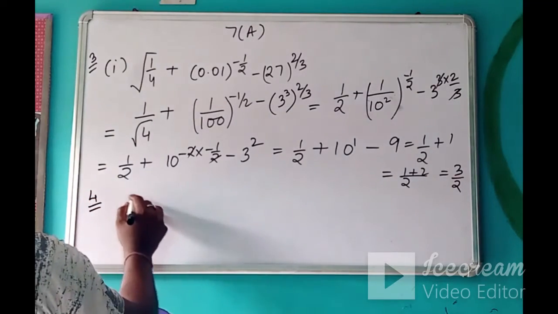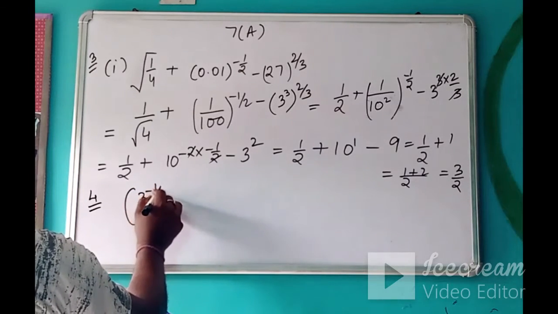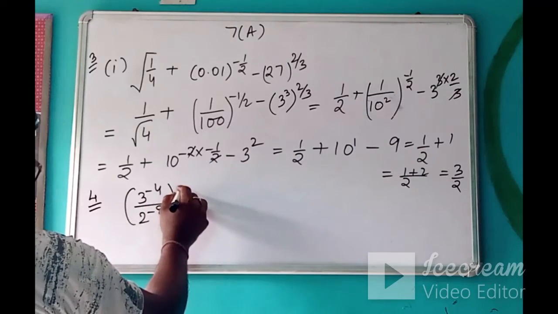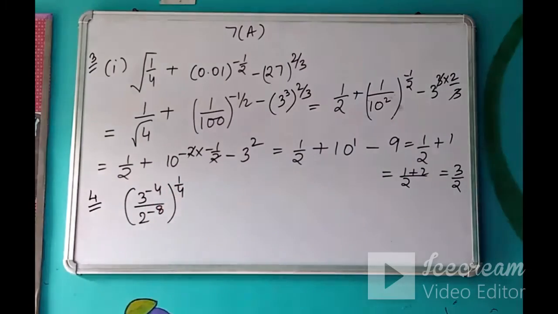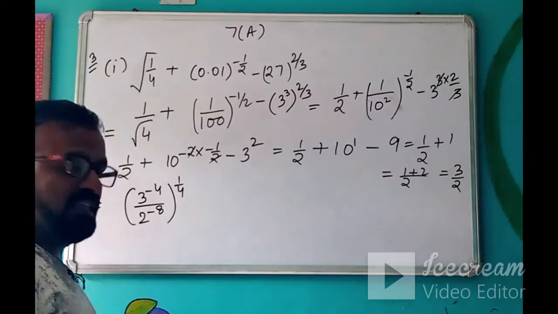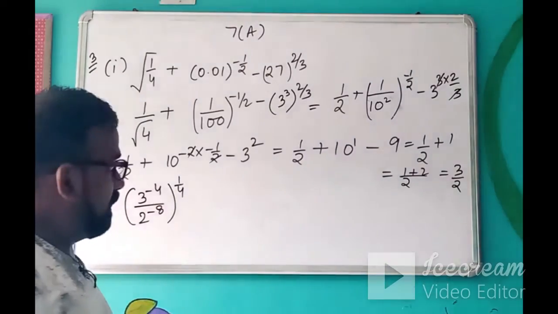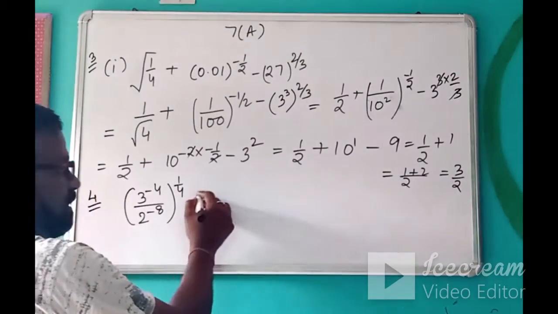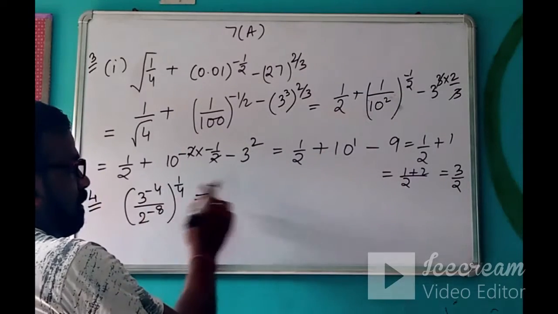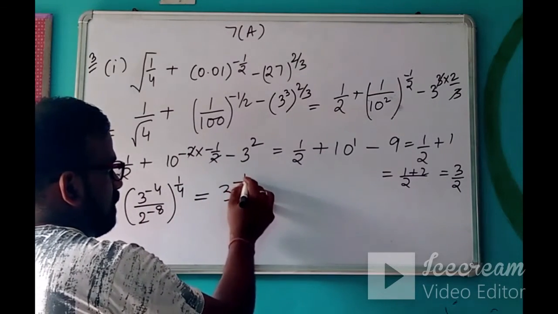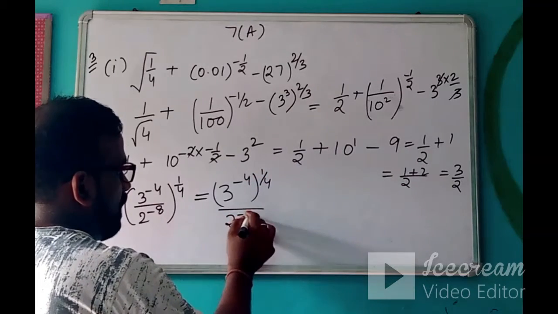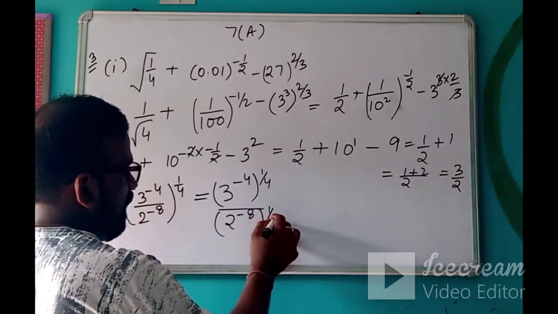Then in question number 4, it is asked we have to simplify each of the following and we have to express it in terms of positive index. So in order to convert into the positive index, what we will do, we will write it like this, 3 to the power 1 by 4 upon 2 to the power minus 8 to the power 1 by 4.